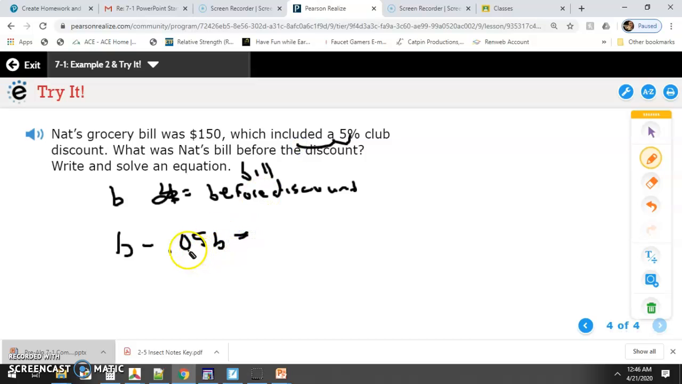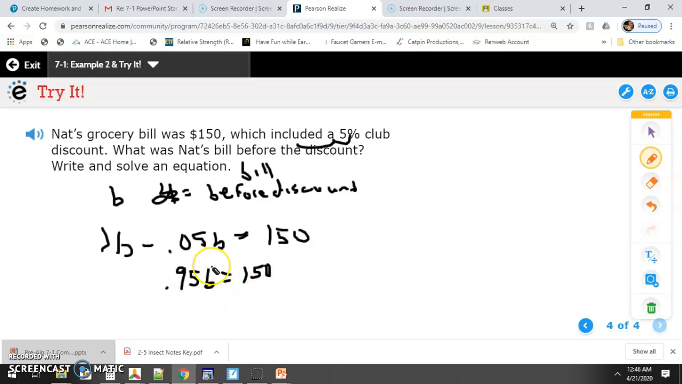5% of the price, that's the discount, this little chunk right here. And it's equal to the new price, which is 150. So if we're going to solve this one, we're going to combine like terms. Understood 1 here. So this is equal to 0.95b. 1 minus 0.05 is 0.95b equals 150.